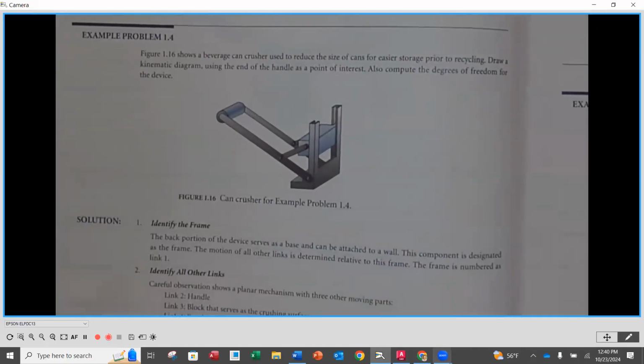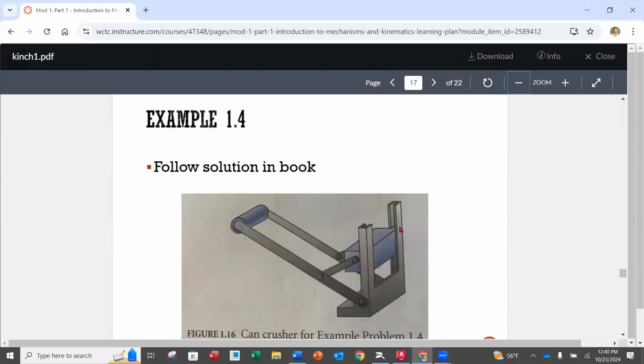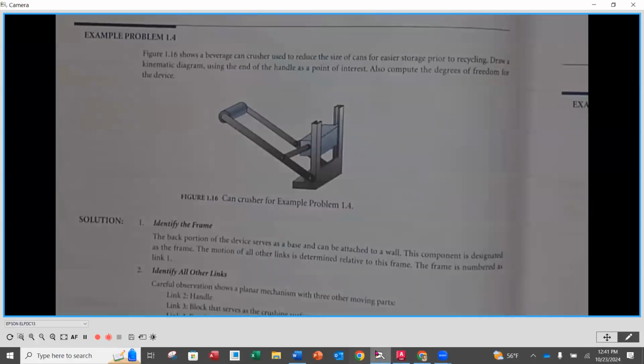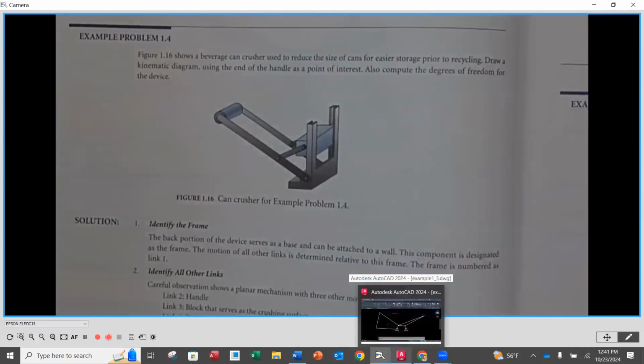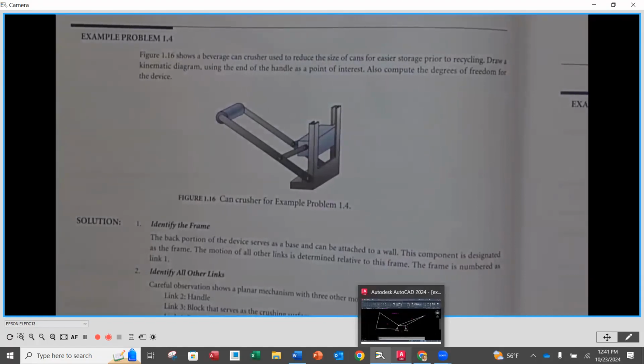Okay, so let me go back to my PowerPoint and just catch us up. We did example 1.3. We're going to do example 1.4. Okay, and if we look at this example in our book, it says this is a figure of a beverage can crusher used to reduce the size of cans for easier storage prior to recycling. Draw the kinematic diagram using the end of the handle as a point of interest.